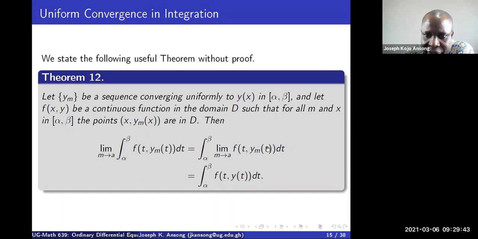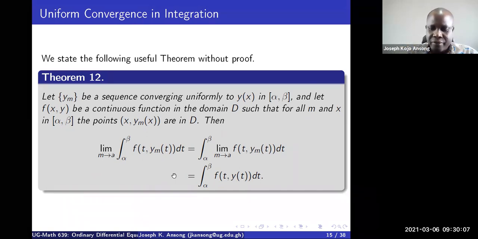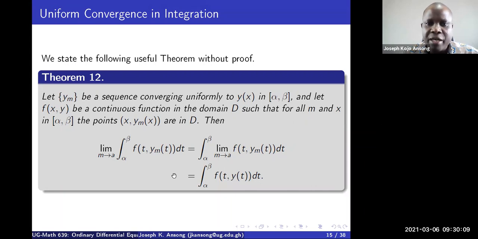And if I take the limits, these functions are converging to y of x. So if I take the limit as m goes to infinity, this one gives me y of t, right? So I get this. Actually, I should take m going to infinity here. Okay, good. So this will become useful in our proof of the Picard-Lindelof theorem. So take note of this. Great.